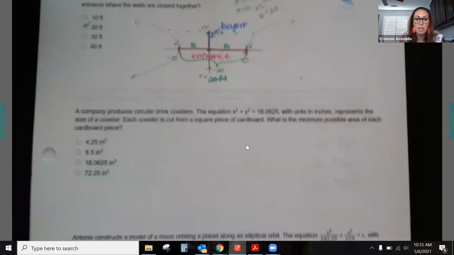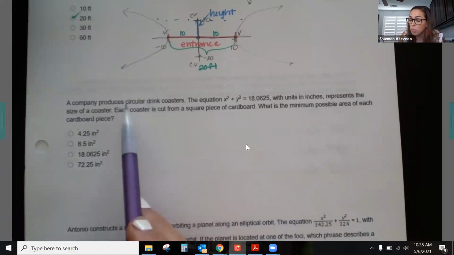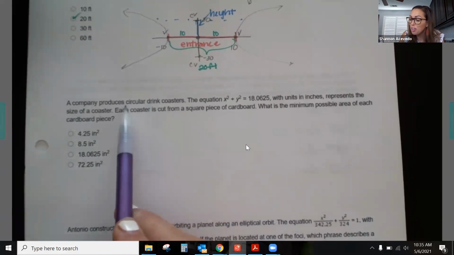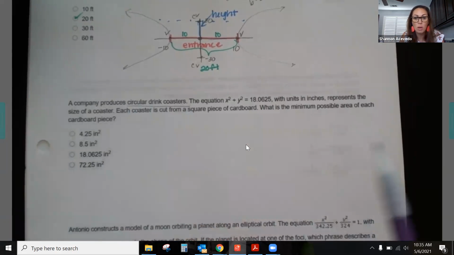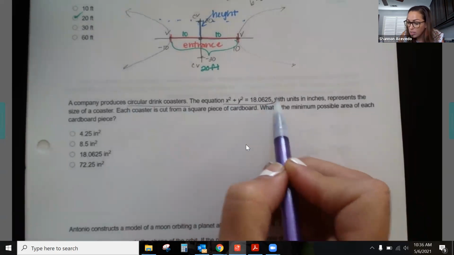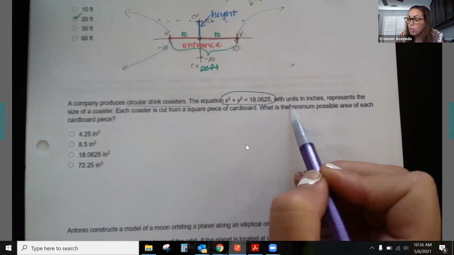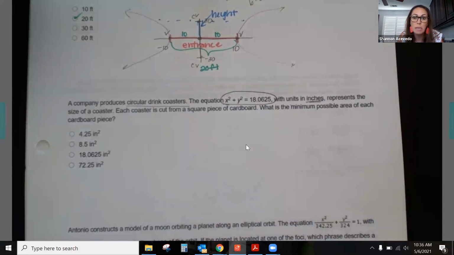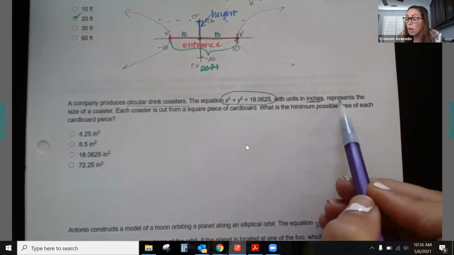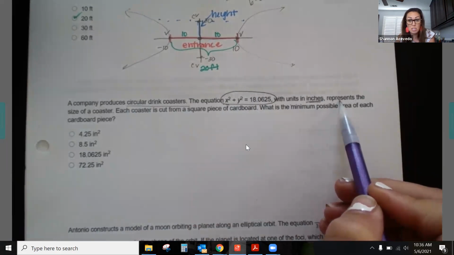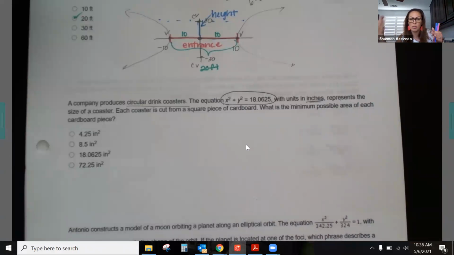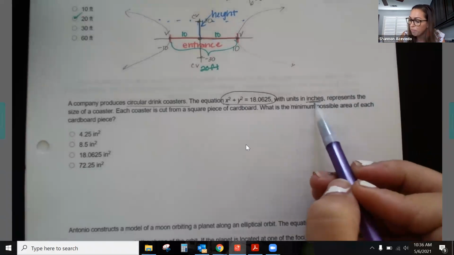My next one says a company produces circular drink coasters. So we're going to be working with a circle. And look, they gave us this equation for a circle with units in inches. So of course we need to pay attention to our units. Remember, I think we had a problem yesterday where they gave it to us in miles, but then we had to convert it to feet. So pay attention. They might give it to us in one unit and want the answer in another, or there might be some conversion there. So always pay attention.